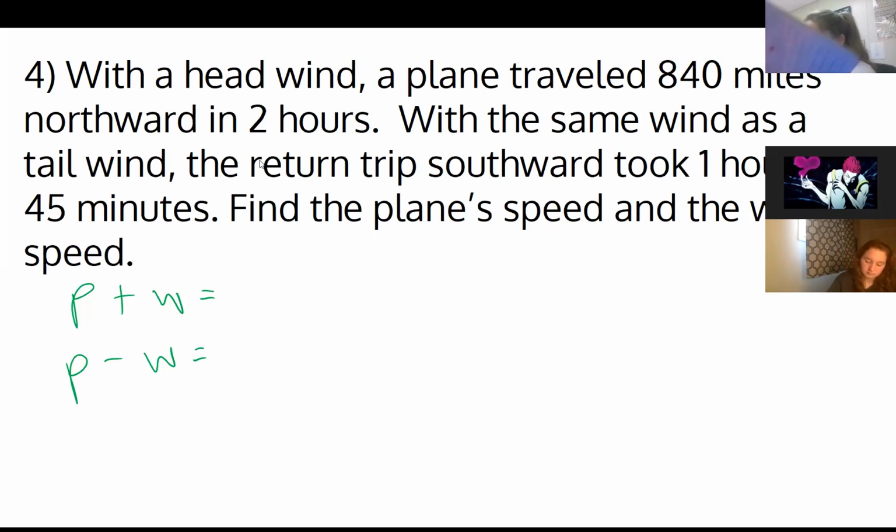Okay, 840 divided by 2 gives me 420 miles an hour. And then 840 divided by 1.75 gives me 480 miles an hour. All right. So we put my fastest speed with my wind. Which one is that? The 480? Yep. So 480 goes with my wind. 420 is without the help of the wind. The wind kind of helps push the plane along.